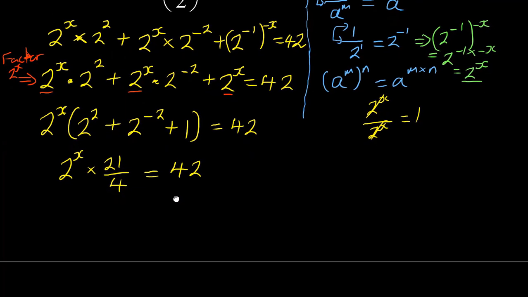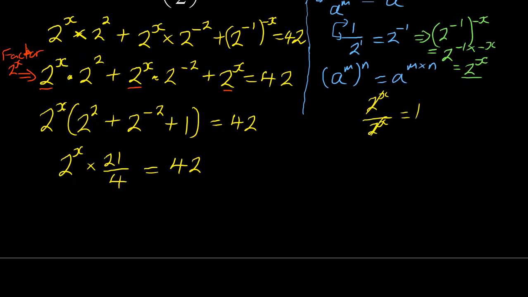So at this stage, you are simplifying your algebra. You can choose to divide both sides by 21 over 4, or you can multiply by 4 over 21. It is up to you. Whatever way you're going to do, the answer will always be the same. So whether you multiply or you divide, you will still get the same answer. So I choose to divide in this case.